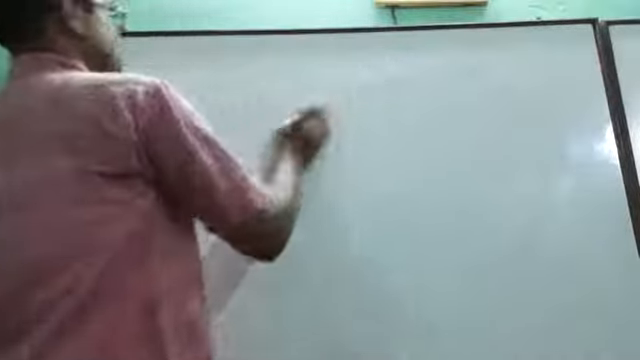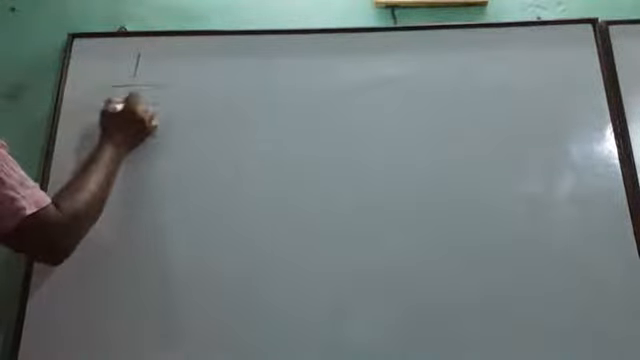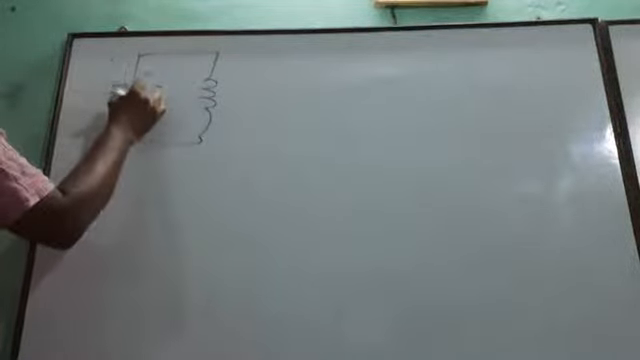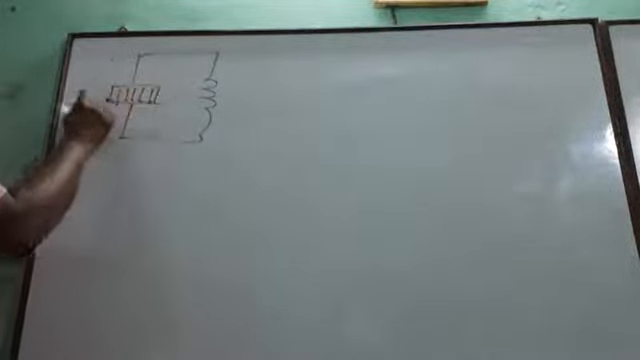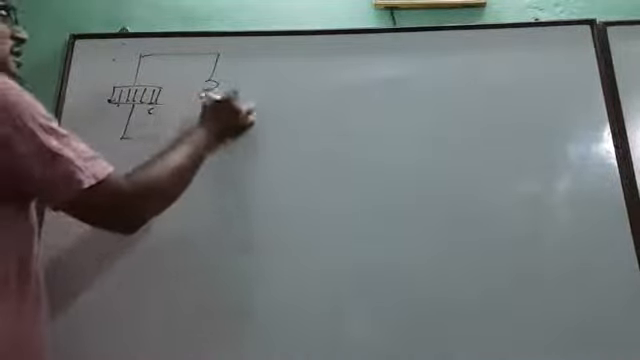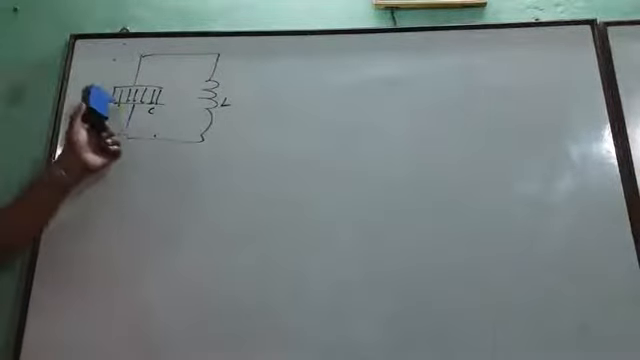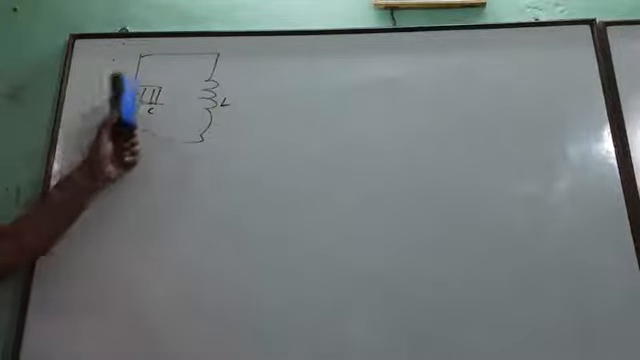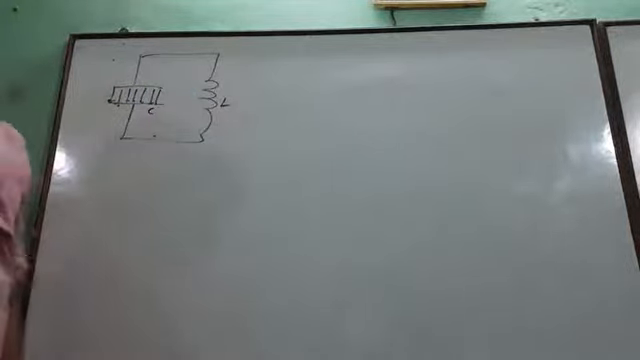Now, LC oscillation. A charged capacitor is present here, connected to the inductor. The capacitor is charged, so all the energy remains in the form of electrical energy. Here only electric potential energy is stored, and the current is 0.